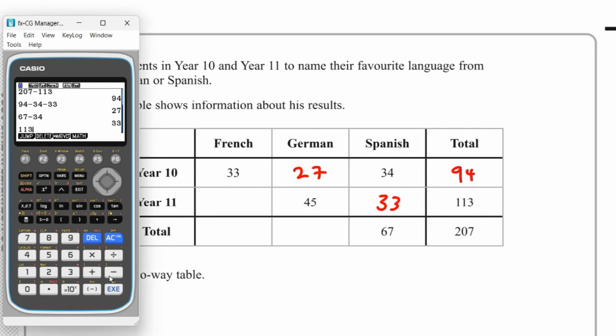67 take away 34, that's equal to 33, so we have 33 Spanish Year 11. 113 take away 33 take away 45, that's equal to 35, so we have 35 French Year 11. 33 plus 35 is 68, so we have 68 for French in total. 27 plus 45, that's equal to 72, so we've got 72 German in total. Here is the two-way table completed.